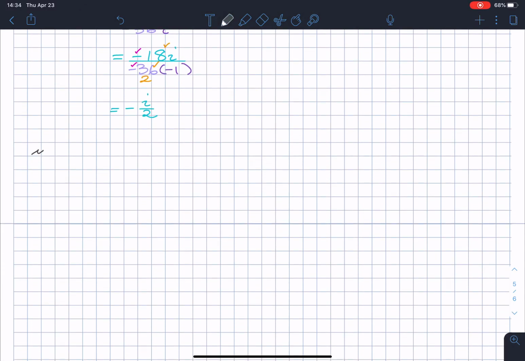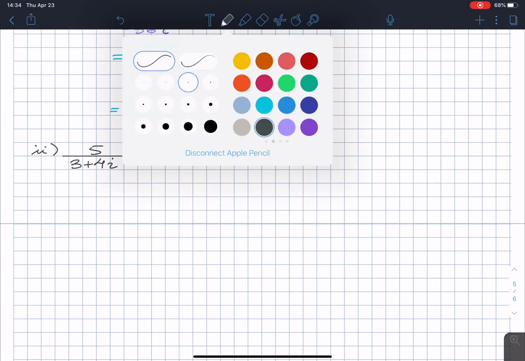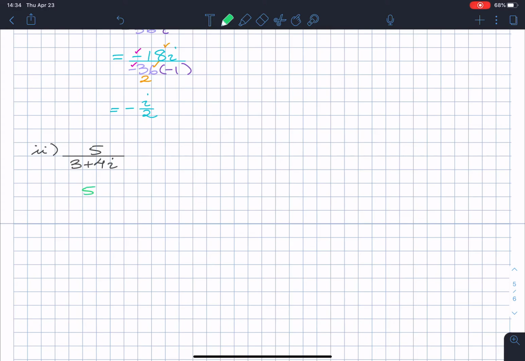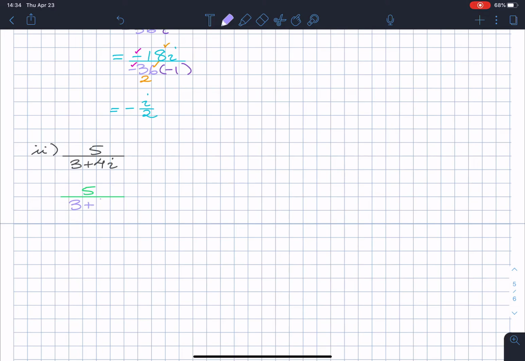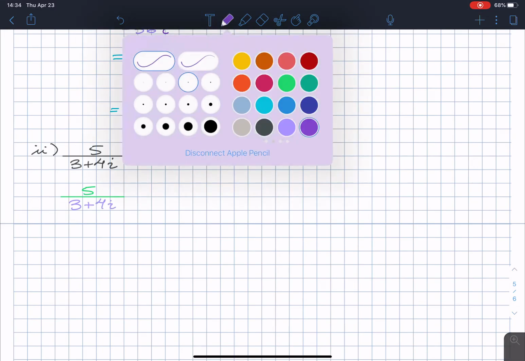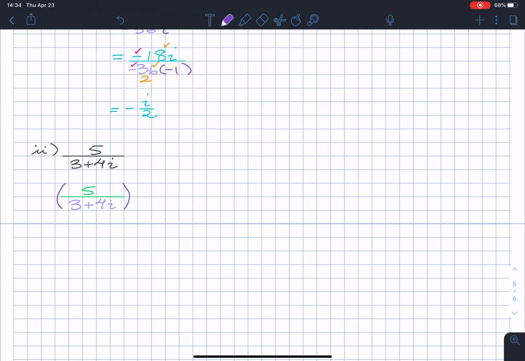Number 2. Do I have enough room? Let's see. Let's say we have 5 over 3 plus 4i. Okay, so I'm given 5 over, let's call my z in this case 3 plus 4i. So what I would need to do is multiply top and bottom by the complex conjugate, 3 minus 4i. So it's always the complex part of the complex number that becomes negative.